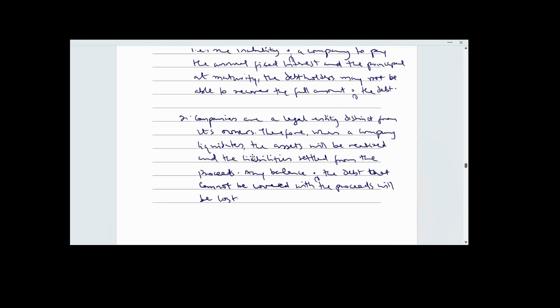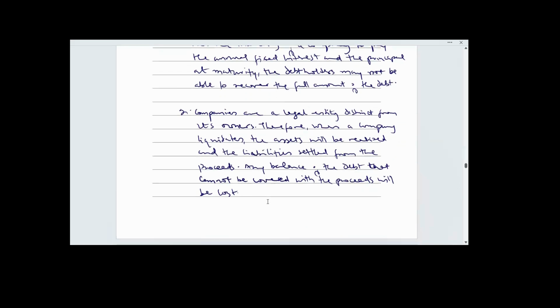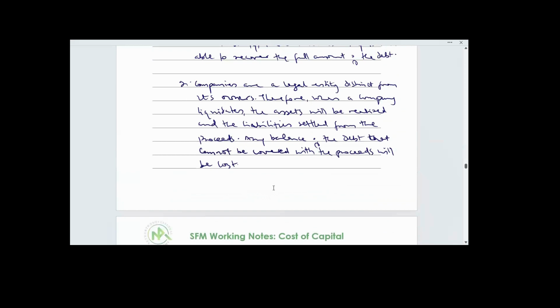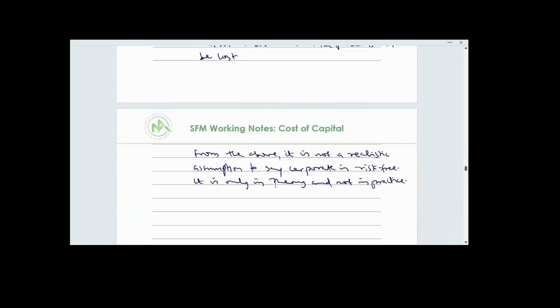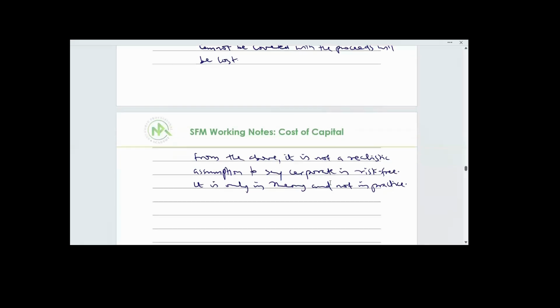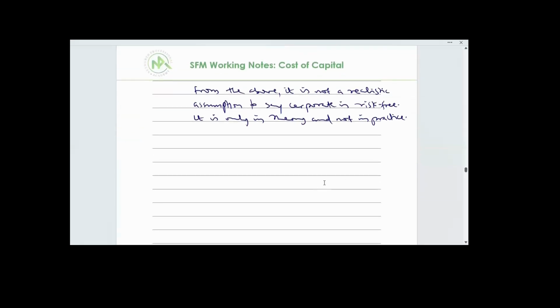It is only on paper, in theory, that corporate debt is risk-free. In reality, it is not. So that's the justification for that. I will then go to number 2B, whereby the examiner has given us a debt beta of 0.3. All right? So I will then say 2B.